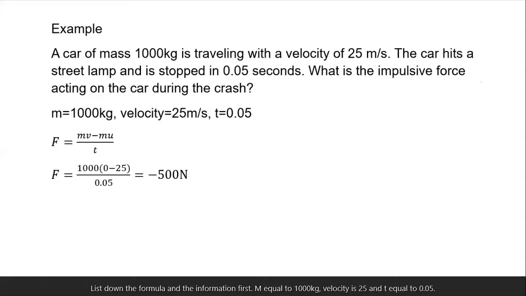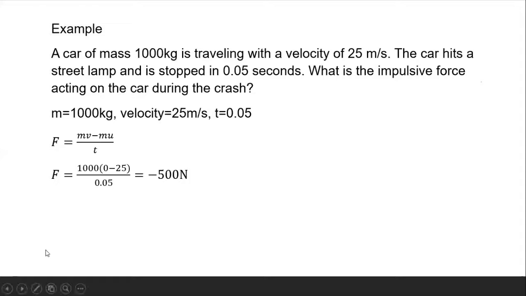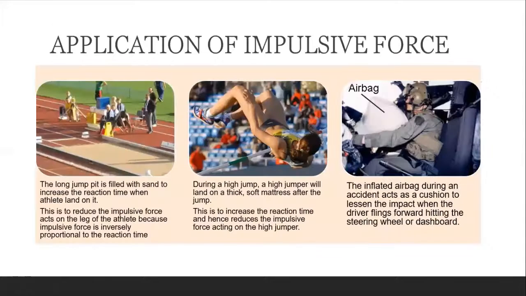List down the formula and also the information first. m equal to 1000 kg, velocity is 25, and t is 0.05. Since m is the same, we can just substitute it like that. 1000 multiplied by final velocity minus 25, divided by 0.05, equal to negative 500 Newton.